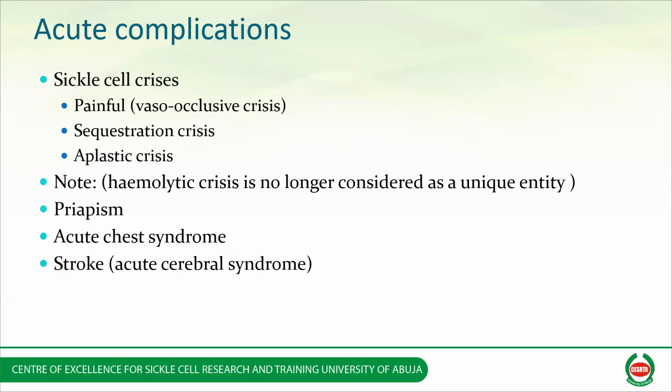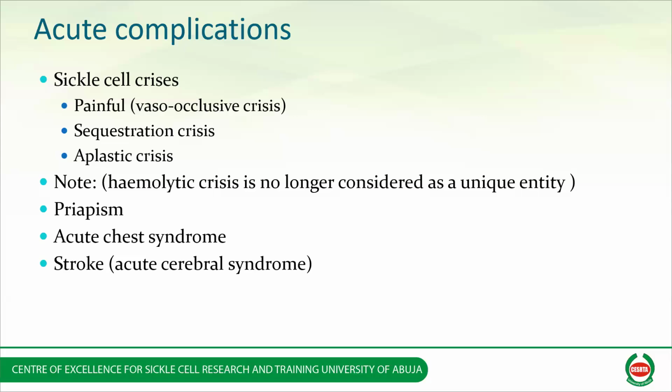So these are examples of acute complications. The first group is what is known as the sickle cell crisis. There are 3 of them: painful or vaso-occlusive crisis, also known as bone pain crisis, because it occurs mostly in the bones. Then we have the sequestration crisis and aplastic crisis.